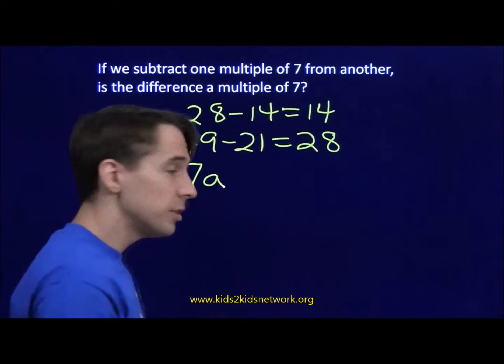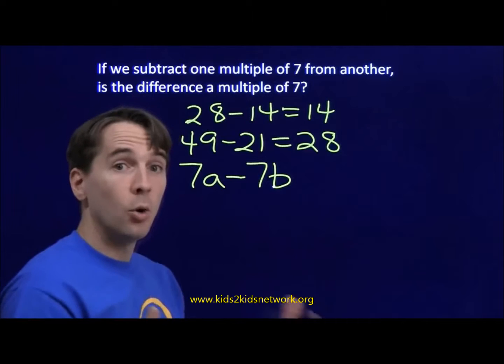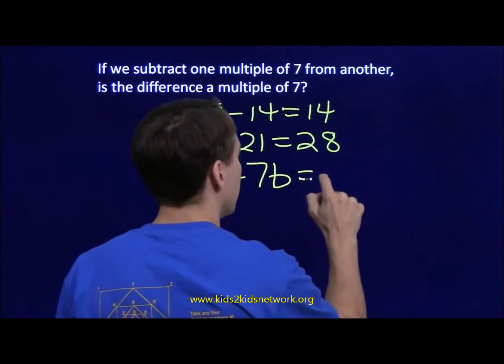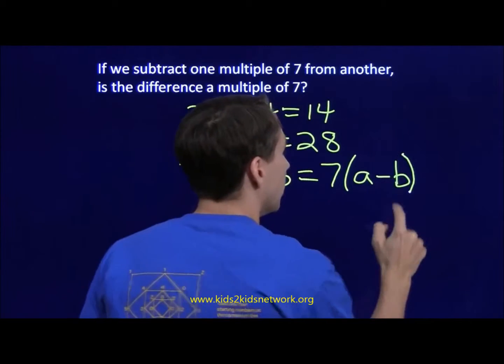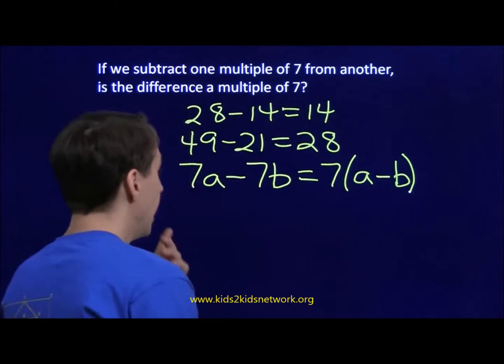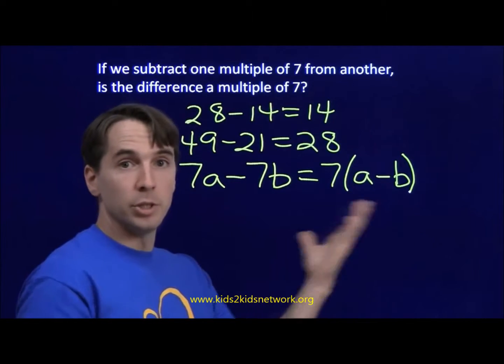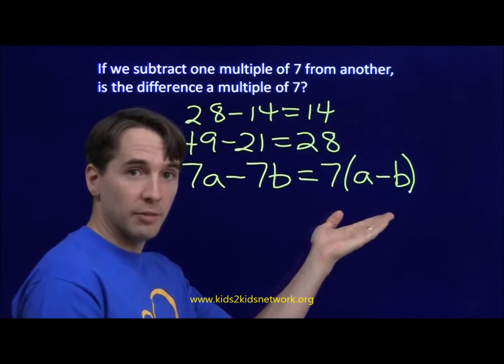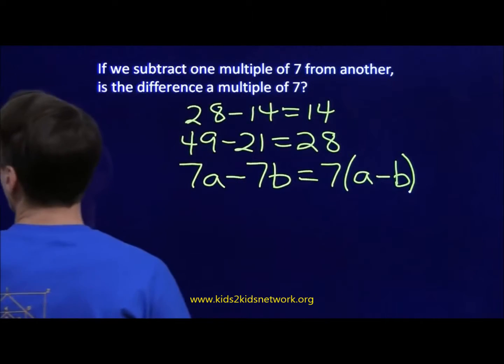We take one multiple of 7, 7a. We subtract another multiple of 7, 7b. We factor out the 7, and we get 7 times the quantity a minus b. A and b are integers, so a minus b is an integer. And over here we have 7 times some integer. The difference is a multiple of 7. So that takes care of addition. That takes care of subtraction. We're on to multiplication.